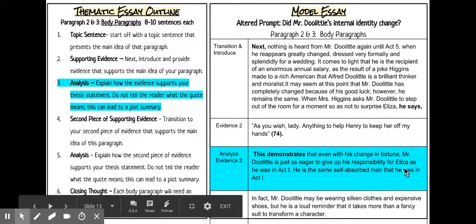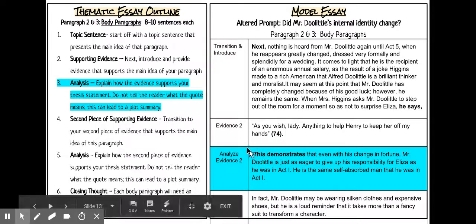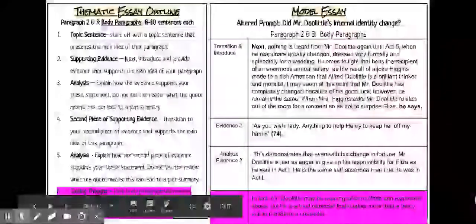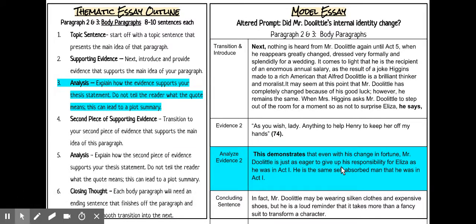Okay, we are almost done. We have 2 more steps to complete. We need our second analysis for a second piece of evidence. Again, we always start our analysis with a transition. This demonstrates, this illustrates, as you can see. This shows, this proves, are all appropriate transitions. After you have your transition, you need 2 strong sentences explaining how your evidence supports your claim that Eliza either changed at the end or she remained the same.